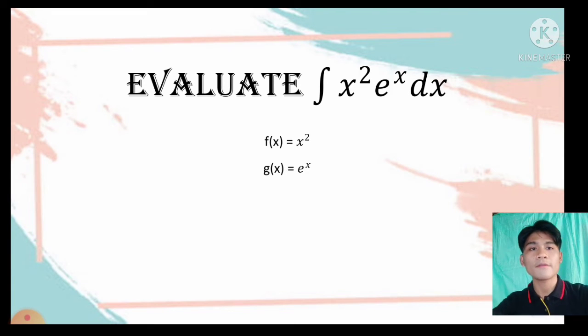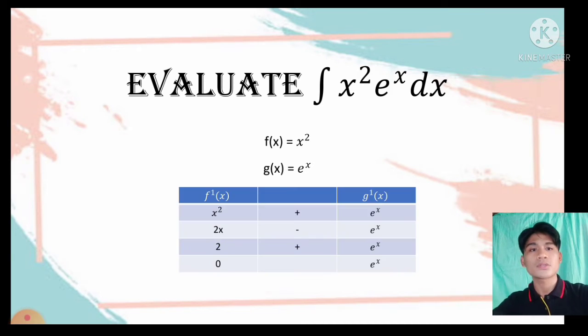In this given, we have f of x as x squared and g of x as e raised to the power of x. And by that, we are now able to make a table. Our f of x is x squared and our g of x is e raised to the power of x. The derivative of x squared is 2x, and the derivative of 2x is 2. And the derivative of 2, since it is a constant, is equal to 0. On the other hand, our g of x, since it is not differentiable, will still remain: e raised to the power of x, e raised to the power of x, e raised to the power of x, and so on.